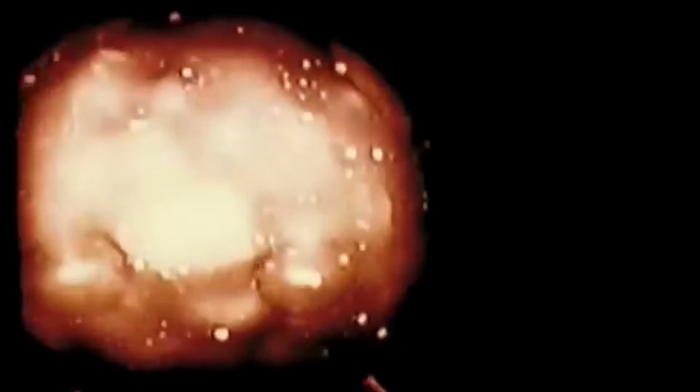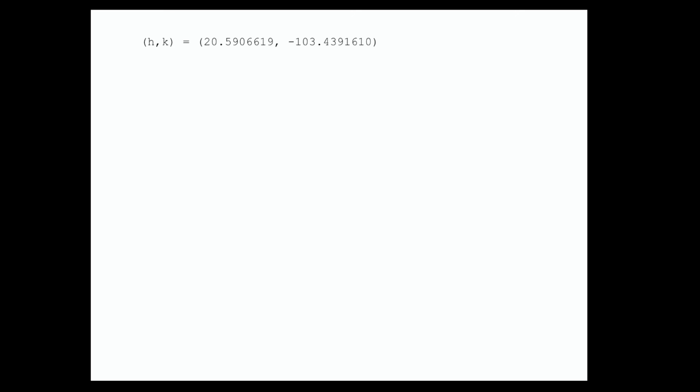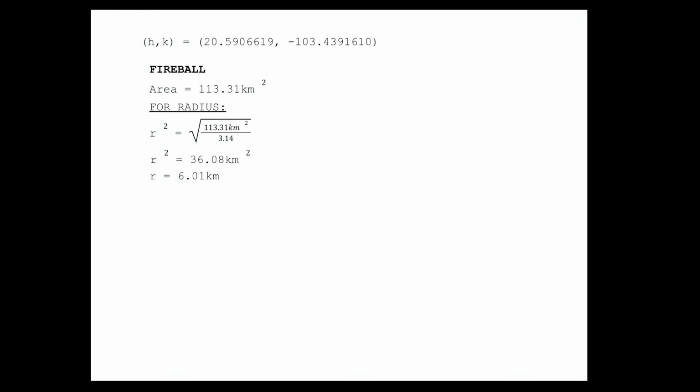Fireball. It is 10,000 times hotter than the surface of the sun. Everything in that radius will be vaporized in an instant. For the procedure, first we find the measure of the radius of the given area. Inside the square root, we divide the given area by pi. Then we take the square root of it.